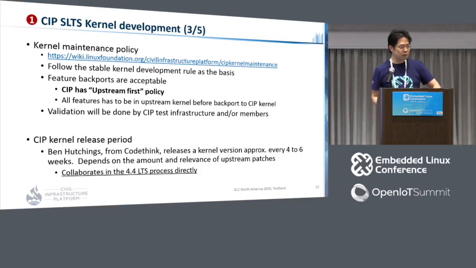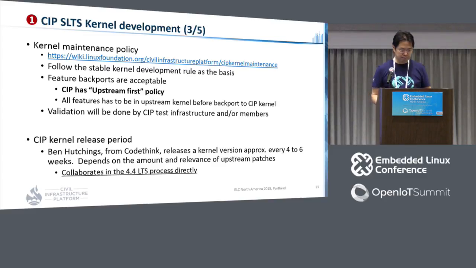And we created a CIP kernel maintenance policy, and the most important thing in our kernel maintenance policy is upstream first. So if we want to have some feature backported in our CIP kernel, the feature must be included in upstream first. Then we try to backport. So I mentioned that some feature backports were already done by CIP. It's actually already on upstream.